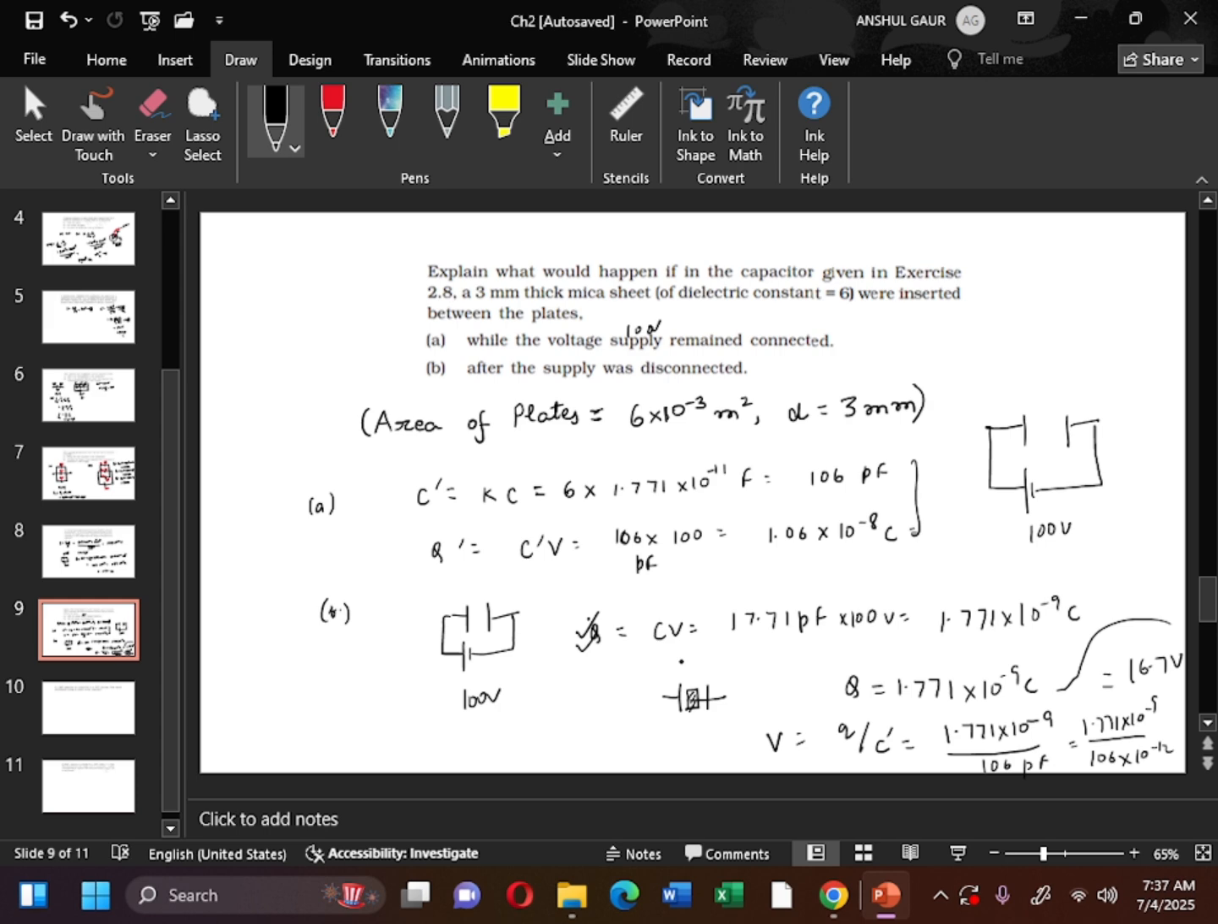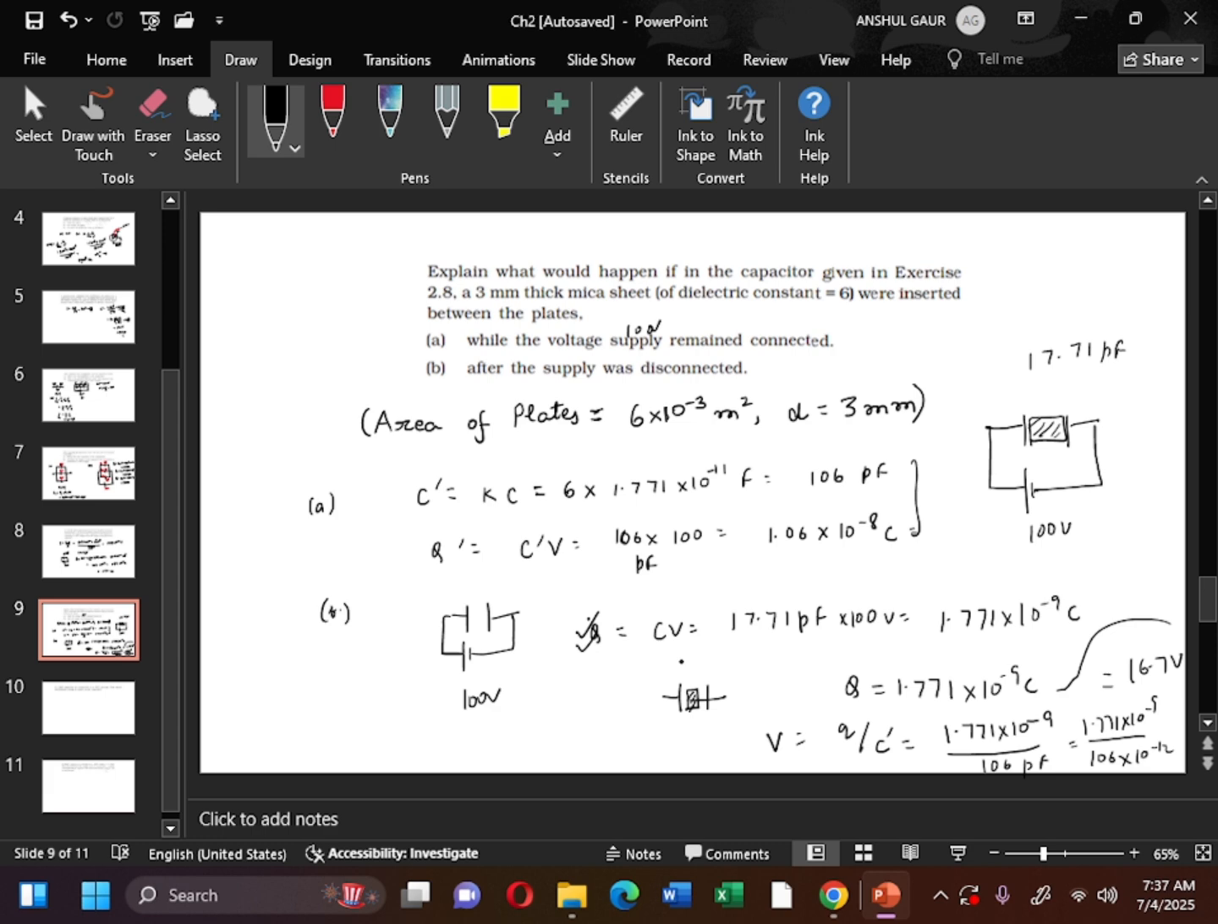कैपेसिटेंस भी हमने कैलकुलेट की थी पिछले क्वेश्चन में, 17.71 पिकोफैरड, प्रीवियस प्रॉब्लम में जो हमने कैलकुलेट की थी. तो इसमें कहना ये है कि वोल्टेज सप्लाई के लगे रहते ही, उसको बिना हटाए ही माइका शीट को इंसर्ट किया गया है. तो ये पहले पार्ट में चीज़ पूछी गई है.